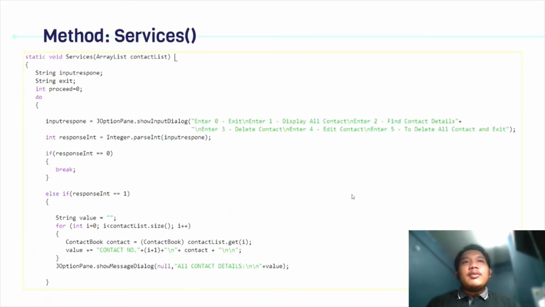Okay, finally is the method services, which is static void services with the parameter array list, and the return type is void. So first we're going to declare input, response and exit as strings, and proceed equal to 0 as an integer.